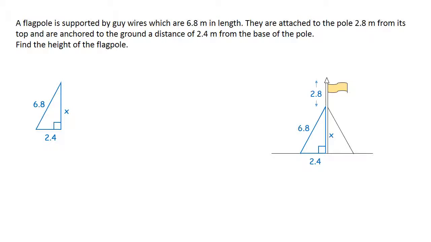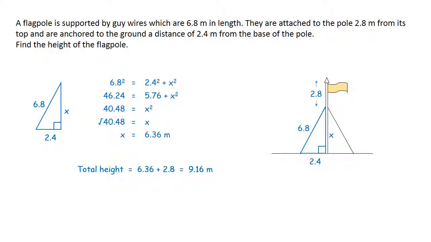It's a simple case of Pythagoras theorem. x is not the hypotenuse side. We'll start off by saying the hypotenuse squared is equal to the sum of the other two sides squared. 6.8 squared equals 2.4 squared plus x squared. We need to do a little bit of transposition here. We can work our way down and find that x is equal to 6.36 metres. Now that's not the height of the flagpole, because remember there's another 2.8 metres on top. So the total height of the flagpole is going to be 6.36 plus 2.8, a total of 9.16 metres.